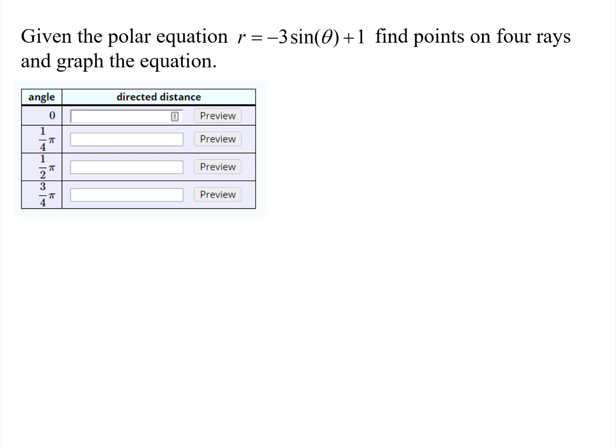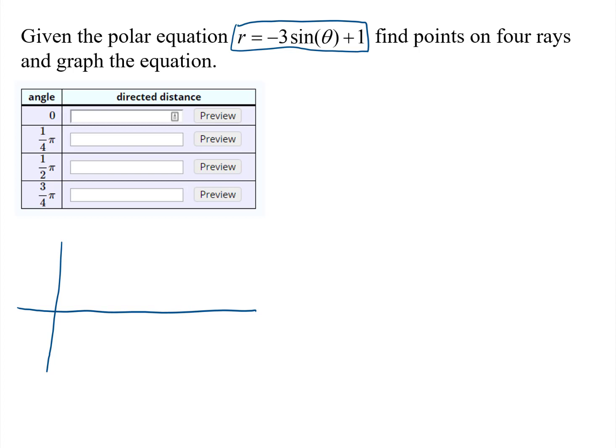So here we're given a polar equation, r equals negative 3 sine theta plus 1. And we're supposed to find points on 4 rays plus graph it. So first we're going to graph it and then we'll worry about the points on the rays. We're first going to graph this in the rectangular or Cartesian coordinate system, and then we'll use the key points from that to get the polar graph.